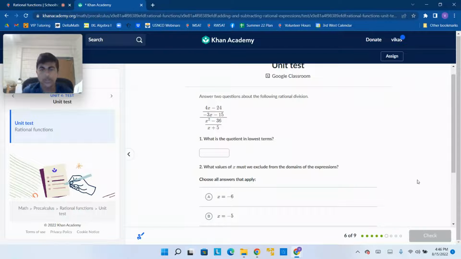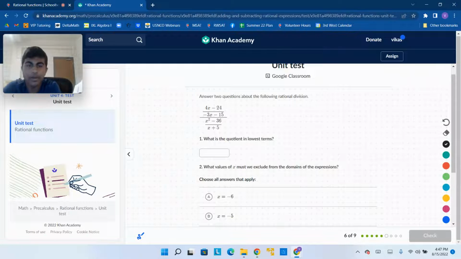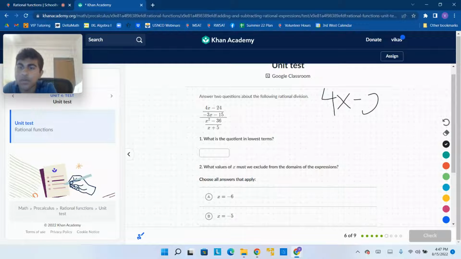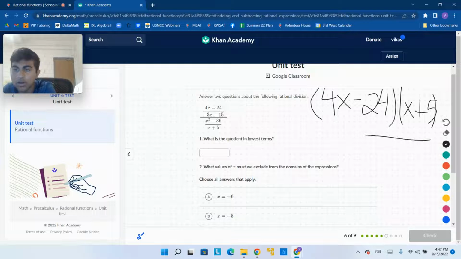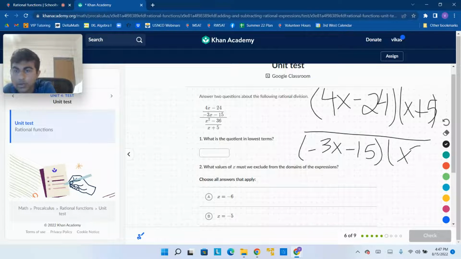And now we're here to answer 2 questions about the following rational division. What is the quotient in lowest terms? Okay. So this might seem complicated, but we can just make it like this. 4x minus 24 times x plus 5 over -3x minus 15 times x squared minus 36.